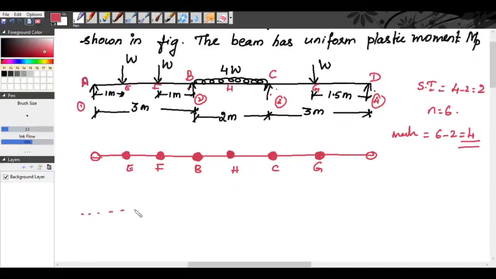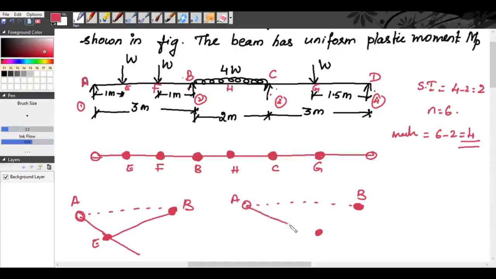First of all, take the span AB. For the span AB, you will have a beam mechanism. So at B you will have a plastic hinge, and at E you will have a plastic hinge. Here there is a mechanical hinge because it is simply supported. So this is your first mechanism. Then the second mechanism is also in the span AB, because you have another concentrated load, with another possibility of a hinge at F. So the second mechanism is A, B, with the plastic hinge at F after E.